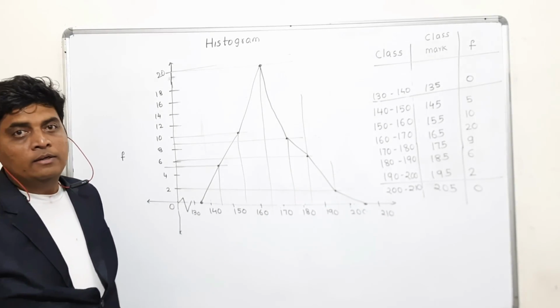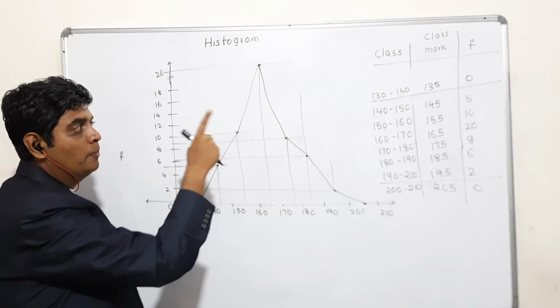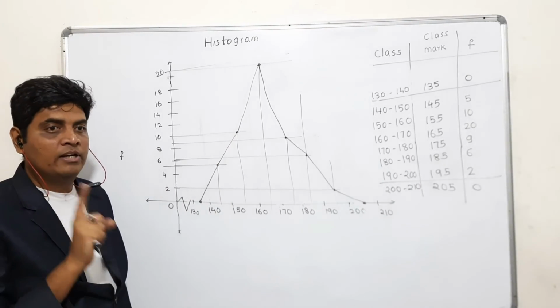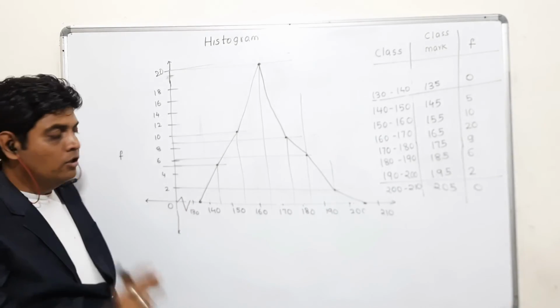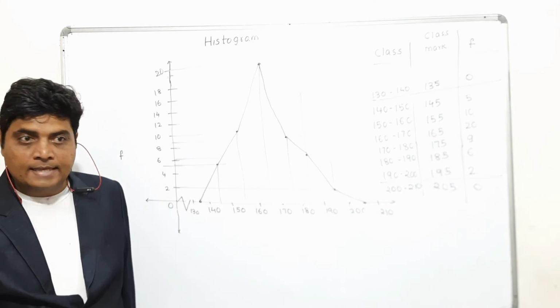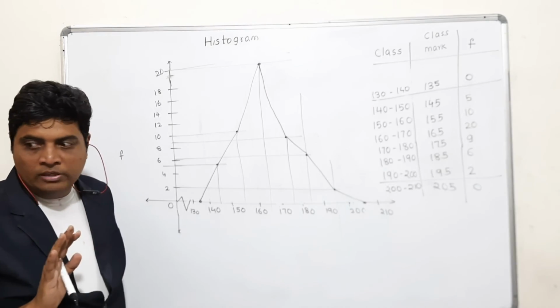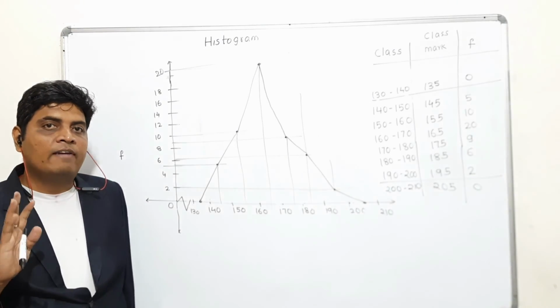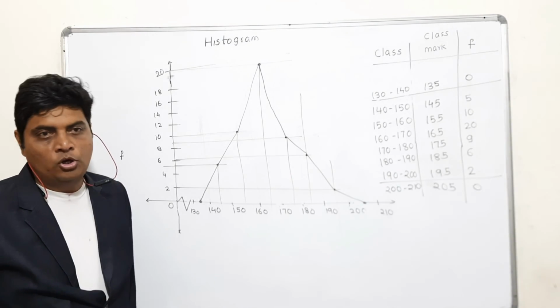Understood? Two things you have to remember very clearly. One, if the classes are not given as continuous, you have to make them continuous. And second, the width of the histogram bars has to be the same. And when to use the kink mark, you have understood this part. So these three points are very important while drawing the histogram and the frequency polygon.